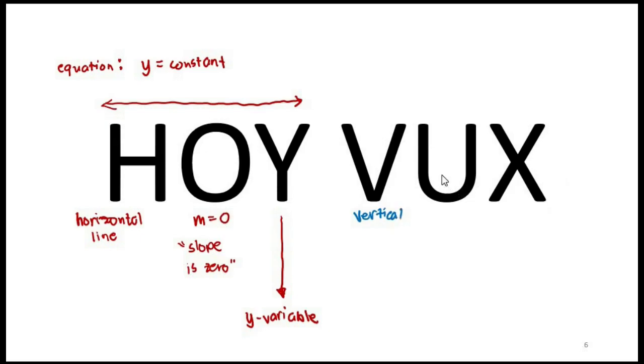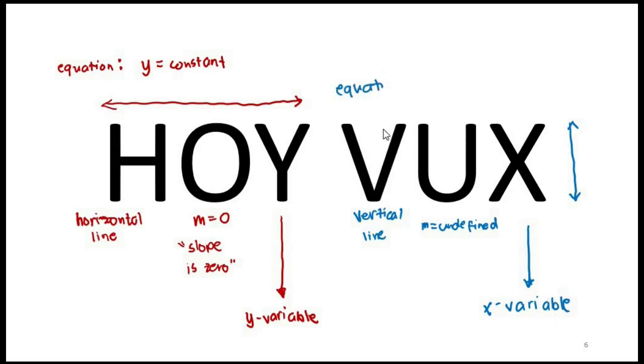The next mnemonic is VUX. V here pertains to a vertical line similar to the blue line illustrated here on this portion. U here pertains that the slope is undefined. And lastly, x here pertains to the x variable. So meaning, when you see a vertical line, to represent it as an equation, you will be using the variable x. The equation will always be x equals a number or a constant.